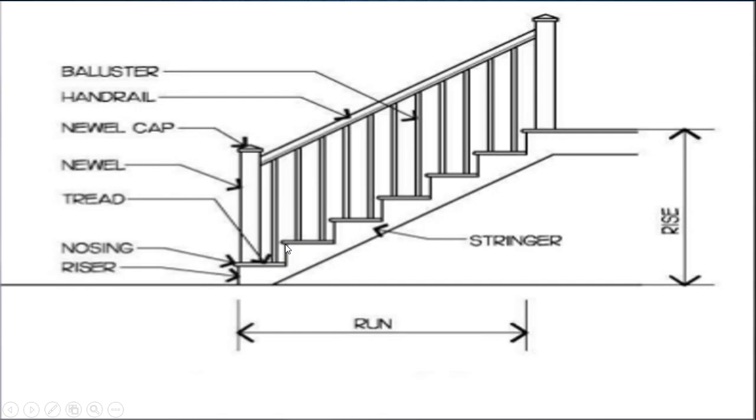So the tread is nothing but this horizontal portion, which starts from this one and ends up here. Okay. But a small projection is given here, as you can see my arrow here. See, a small projection is given here. So this projection is termed as nosing.